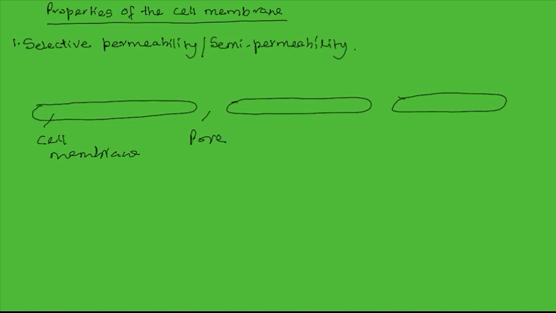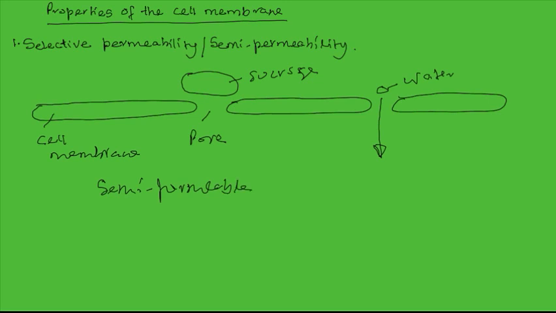For example, a sugar molecule like sucrose is too large to pass through, while a water molecule, being small enough, will pass through the pores in the cell membrane. The membrane is therefore said to be semi-permeable. This property allows the membrane to select what enters and what leaves the cell.